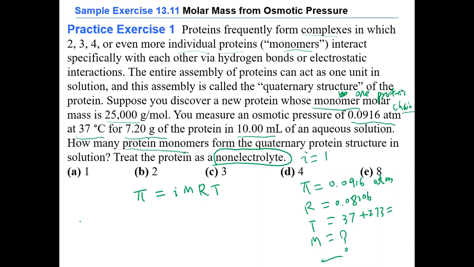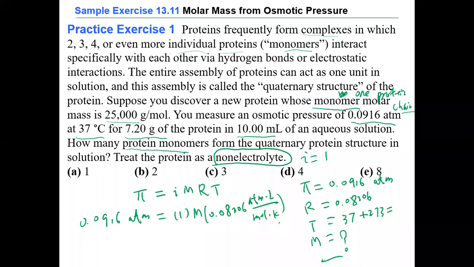So you have 0.0916 ATM equals I is 1, little m you don't know, and then this R is 0.08206 ATM times L, our typical unit, and then molar times Kelvin. Okay, so what do we get? If I add 37 here, 0, 1, and 1, and 3, right? So that's just 310 Kelvin. Okay, so Kelvin kind of cancels out, and this ATM cancels out. So we're ready to do the calculation for our capital M.